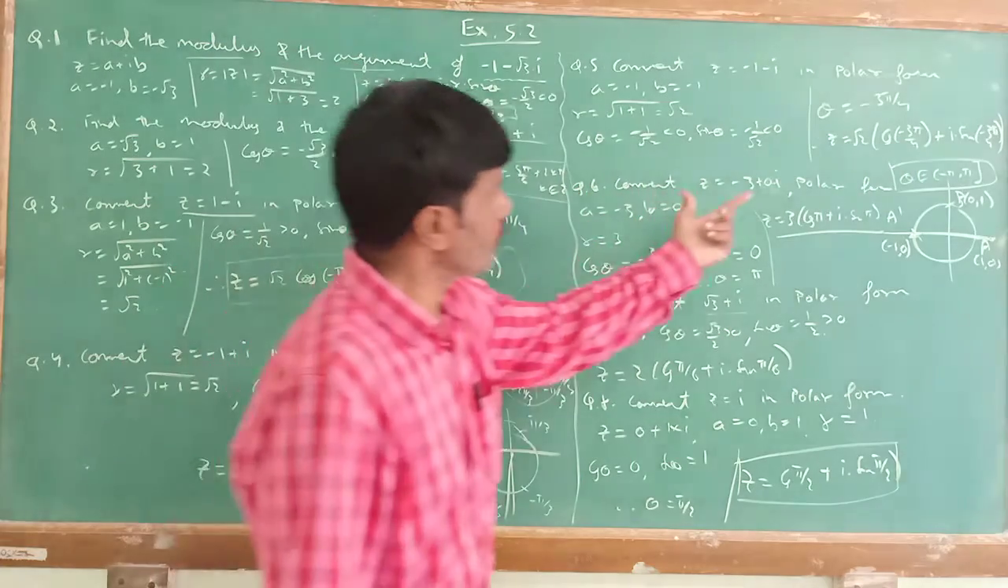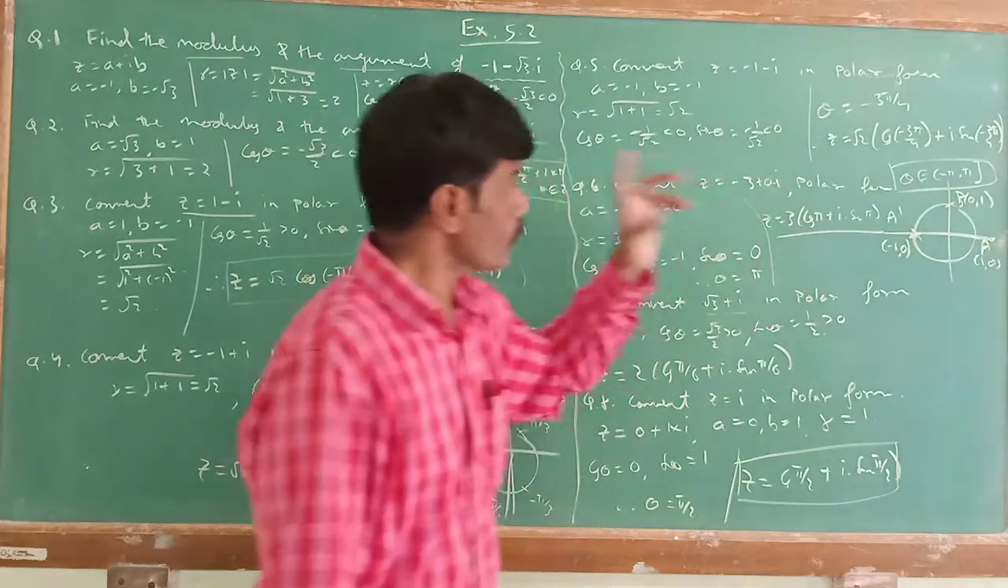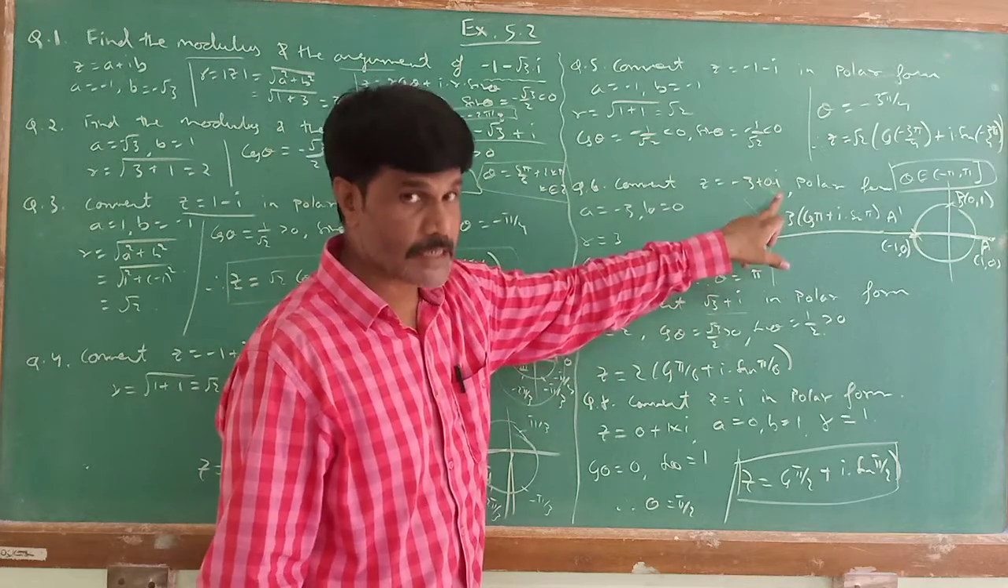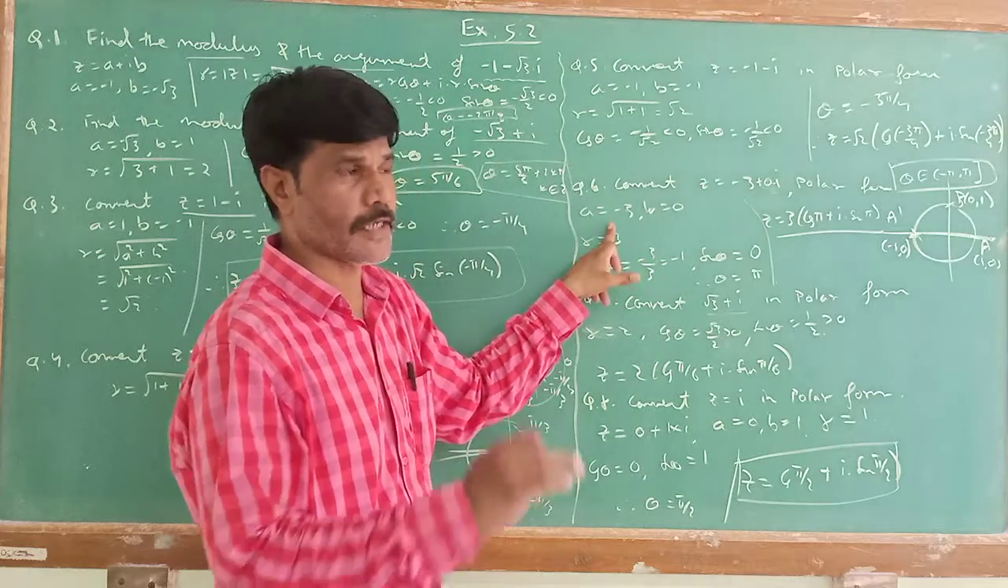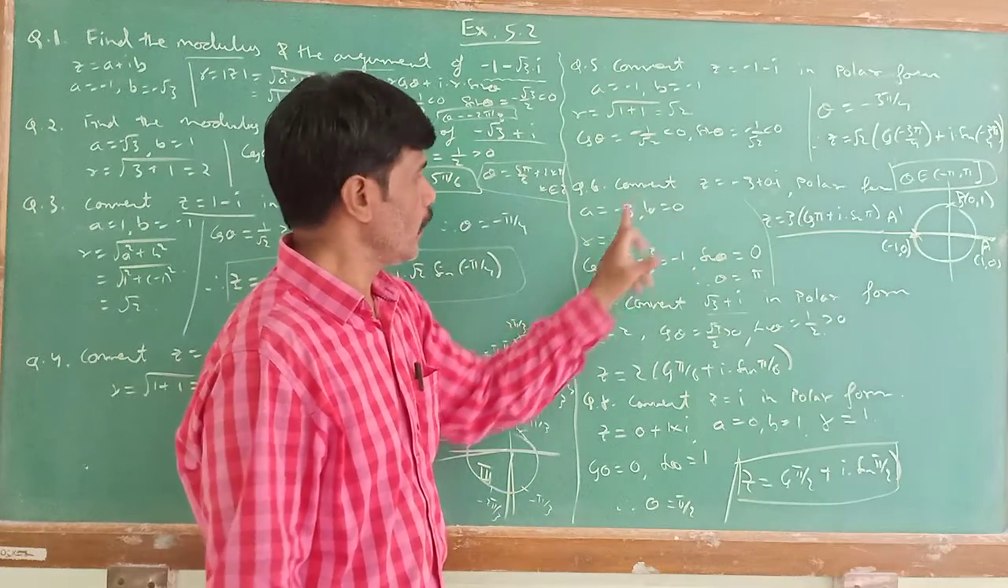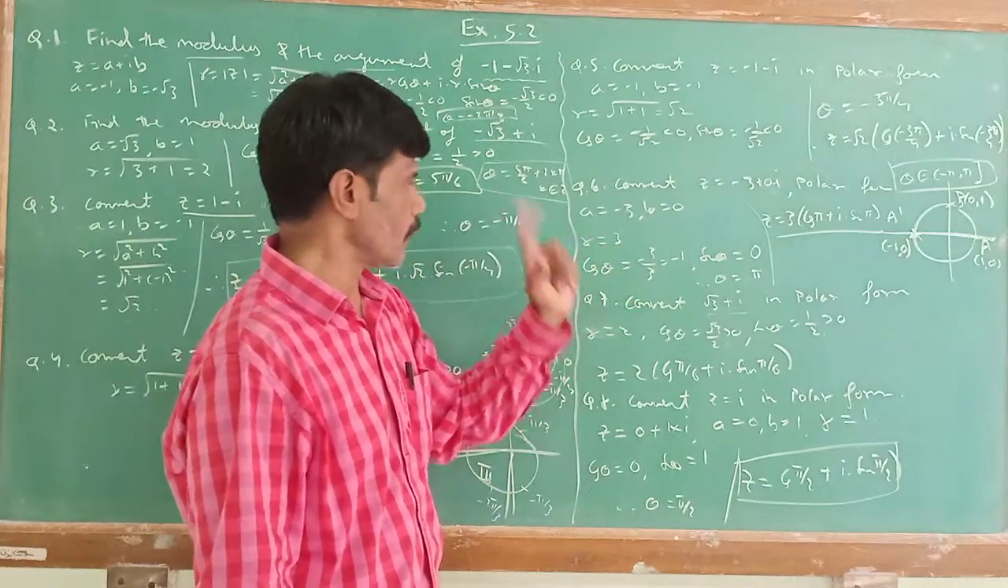Question number 6. Convert z is equal to minus 3 in polar form. So minus 3, I will take as minus 3 plus 0i. A is minus 3, b is 0. So r is equal to how much? Root of a square plus b square, that is minus 3 square, 9, plus 0 square, 0, 9 plus 0 is 9. Square root of 9 is 3. We have to take the positive value.